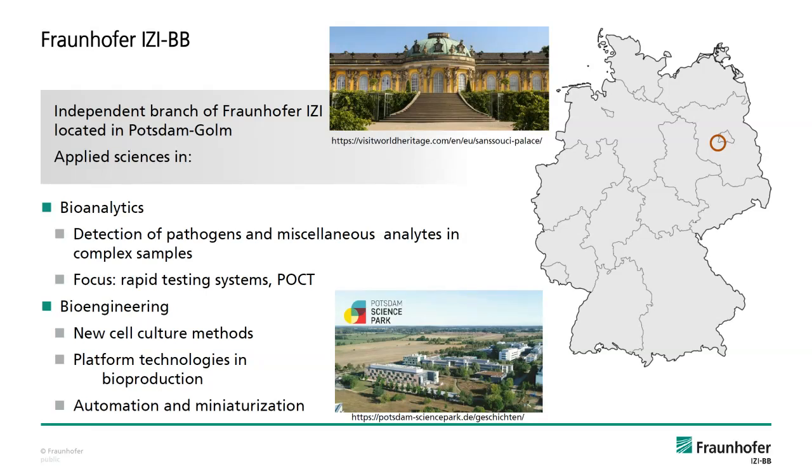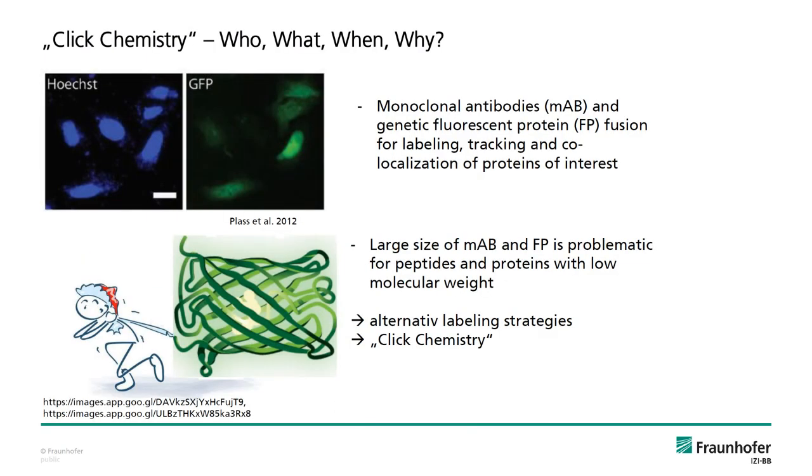The institute I'm working at is located in the beautiful Brandenburg in Potsdam. And Potsdam is nowadays not only known for the Palace of Sanssouci, but also for the Potsdam Science Park, where we have 2 Fraunhofer institutes and several Max Planck institutes, the University of Potsdam, and a lot of companies. The Fraunhofer ECBB is focused on bioanalytics and bioengineering, and the Department of Cell-Free and Cell-Based Bioprotection contributes to the bioengineering part. We had already a good introduction to click chemistry, so I just want to give some more examples to it.